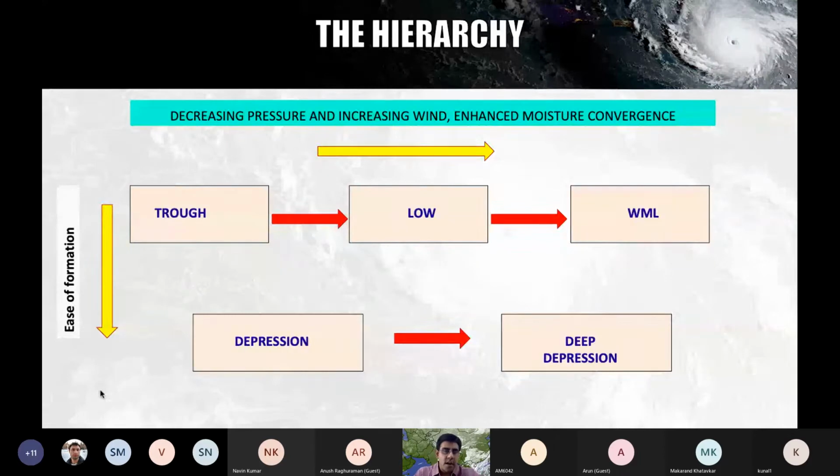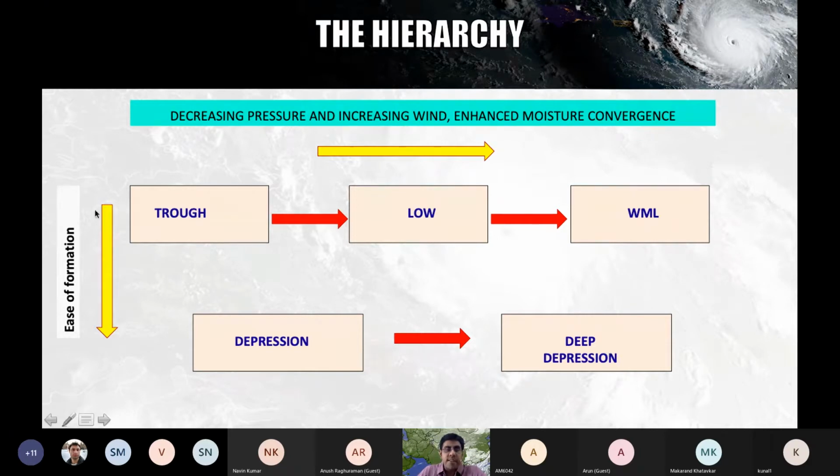Okay. So the hierarchy. We hear different terms: trough, low, well-marked low, depression, deep depression. What is the difference? The difference is not much. As you keep going in this direction, the pressure decreases more, winds increase more, and there is more moisture convergence. Compared to a deep depression, a trough will have a relatively higher pressure and low moisture convergence, but still it can give rains. But a deep depression will give very heavy rains for a longer period of time.